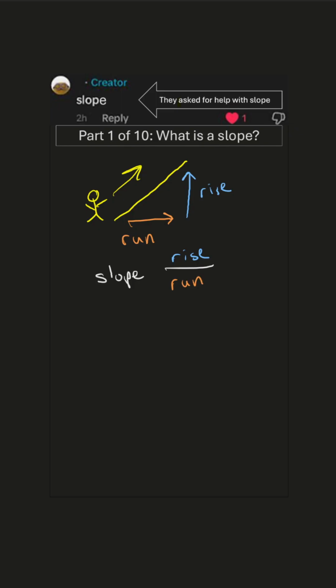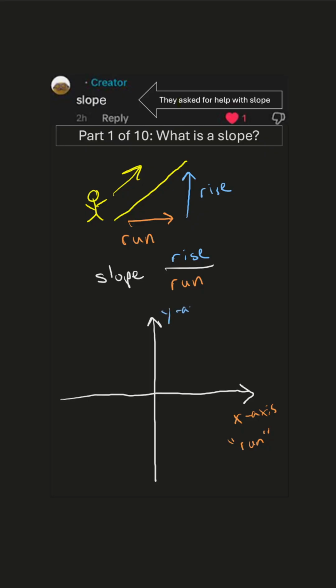And we look at that in math. We usually use a grid like this with two lines. Each line is called an axis. And this here we normally call the x-axis. X-axis. And that's the run. That's the left and right. And this one here we call the y-axis. Y-axis. And that's the rise.